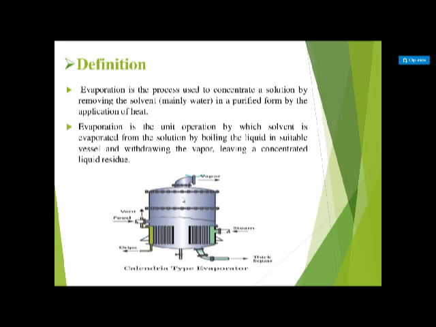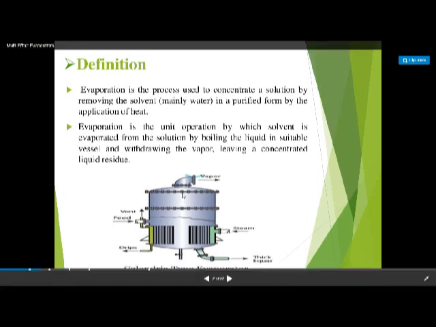So the vapors of the first effect are used as a heating medium for the second effect, and the vapors of the second effect are used as a heating medium for the next effect. In this way it is a very economic and very useful process, as we are arranging a number of effects in a sequence. So this is the principle of the multiple effect evaporator. And I will now discuss the construction of this evaporator.